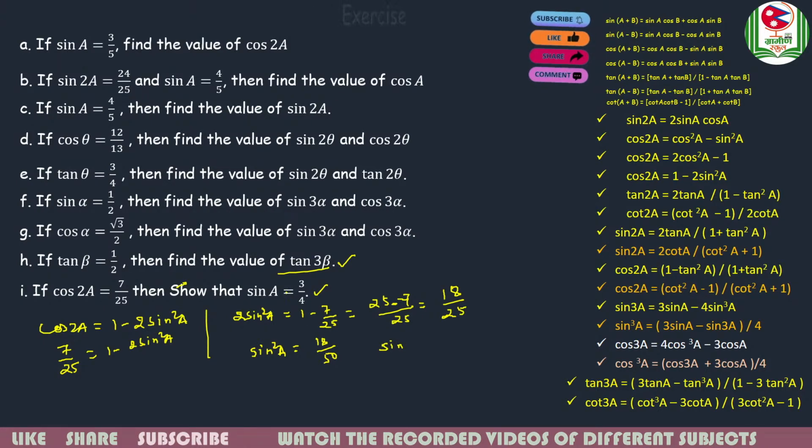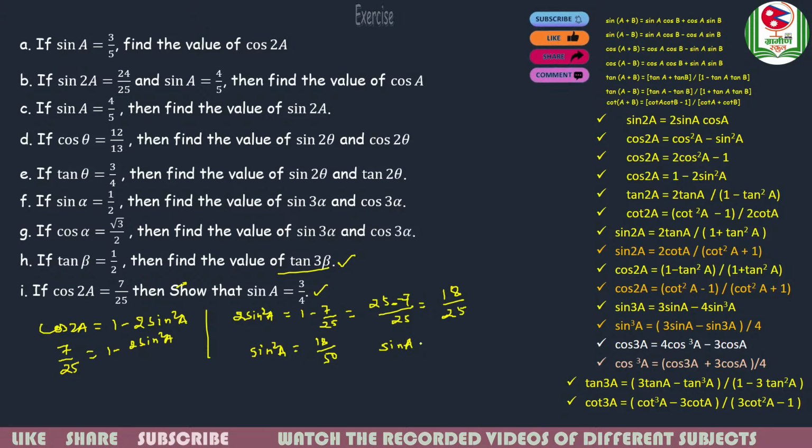Here cos 2A equals 7 by 25, and we have to find out that sin A equals 3 by 4. So here cos 2A equals 1 minus 2 sin square A. So put the value of cos 2A, that is 7 by 25, that is 1 minus 2 sin square A. Okay, so we can write 1 minus 7 by 25. It is going to be 25 minus 7, that is 18 by 25. And here it is in multiplication, so it is going to be in division form, that is 18 by 50.